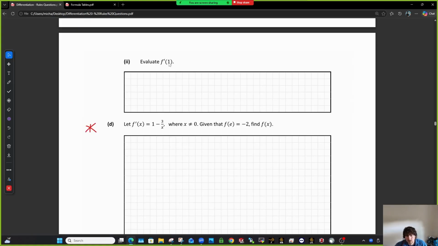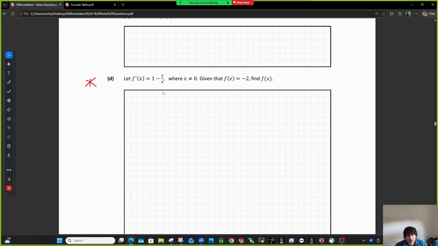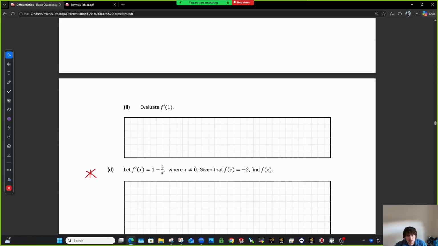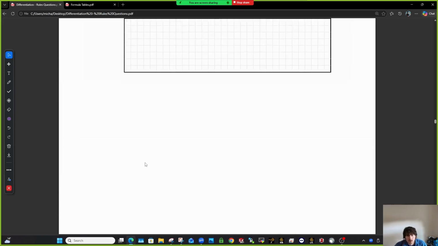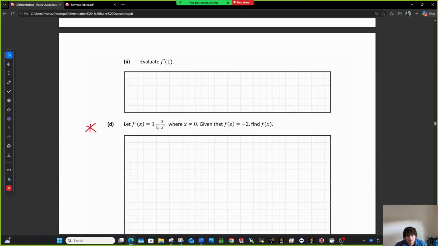f dash 1, that's just putting 1 into it. I don't think you need to see me do that. It's junior cert stuff. Okay, so this seems to be another function. Yeah, this is another thing. So they've kind of come up with something else here, okay?